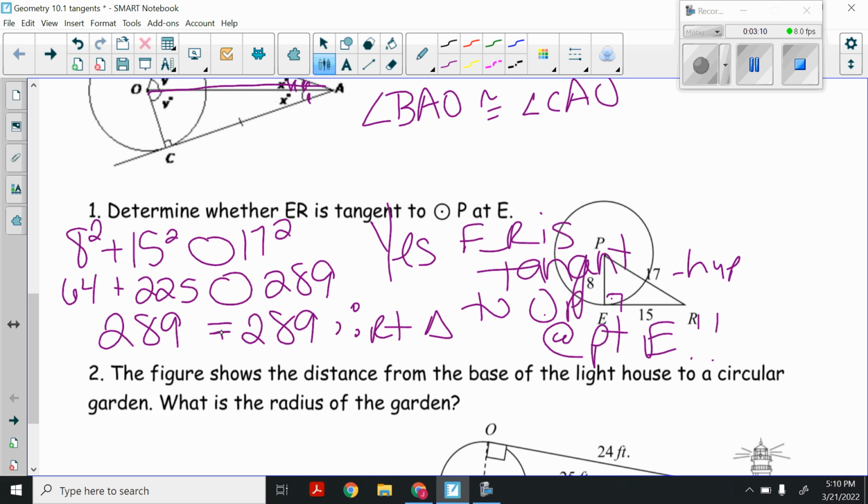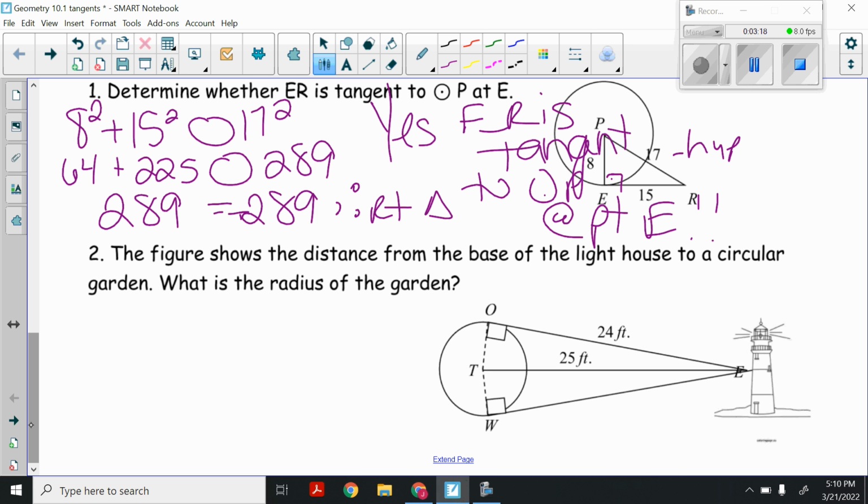If I had gotten two different numbers on the left and the right-hand side, then my answer would have been no, it is not a tangent line. So we're just checking the Pythagorean theorem, seeing if we get the same thing on both sides.